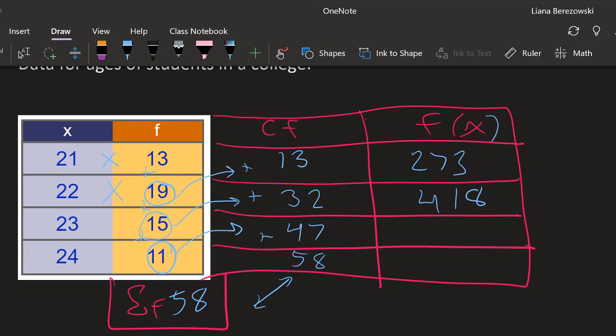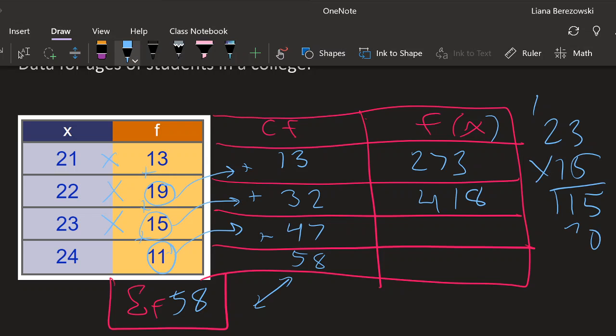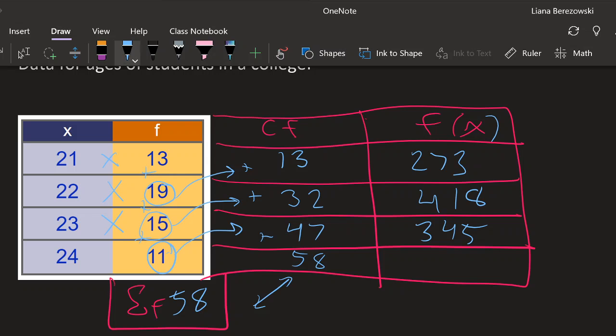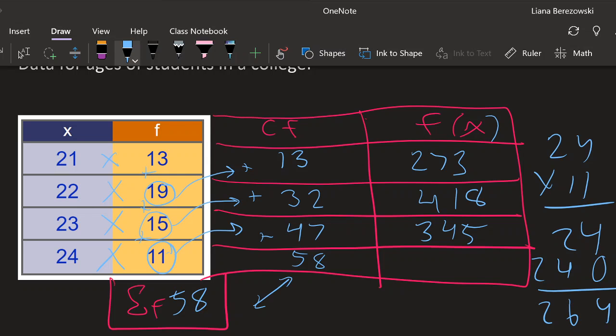Okay, next score was 23. I need to multiply that by its frequency, which is 15. So 23 times 15. Okay, it should be 345. And then my last score here is 24, and its frequency is 11. So I'm going to multiply those two numbers together. 24 times 11 is going to give me 264.